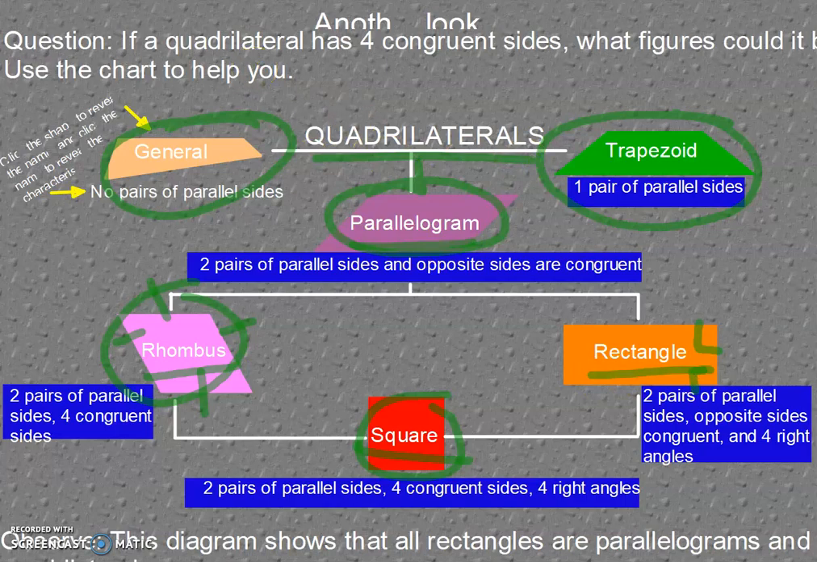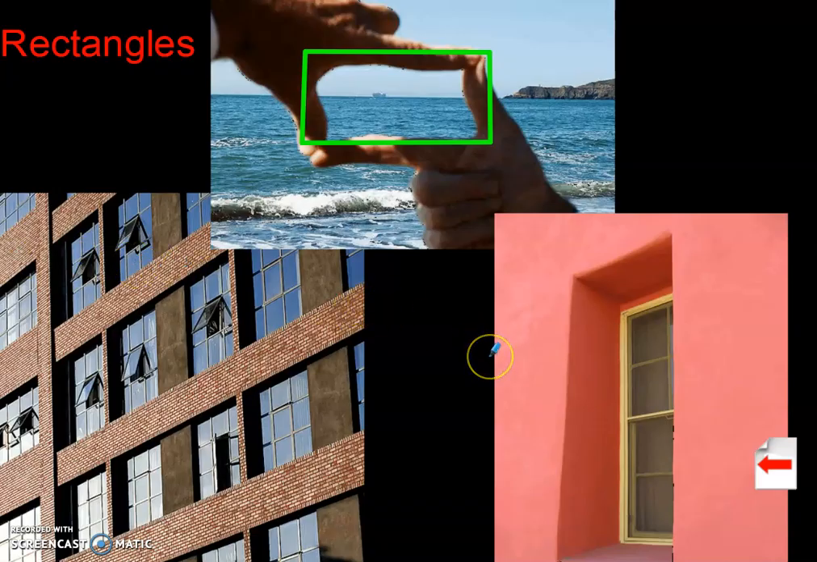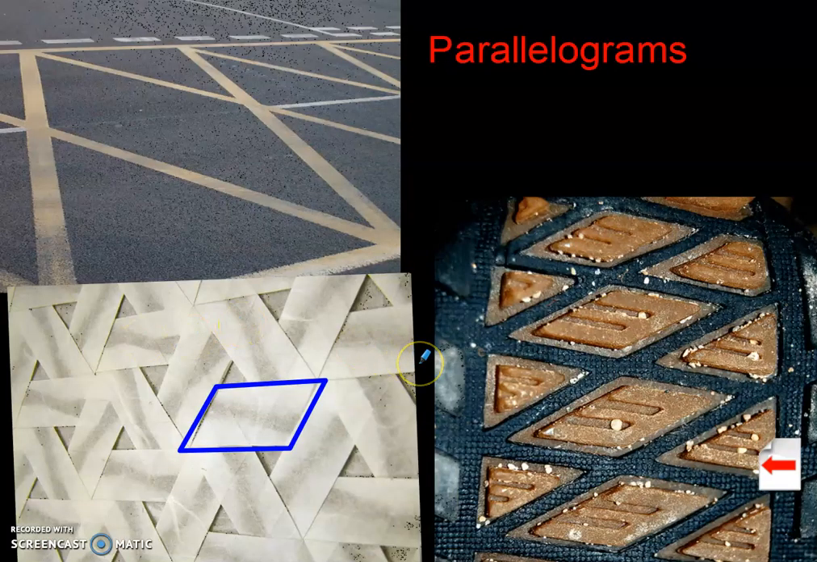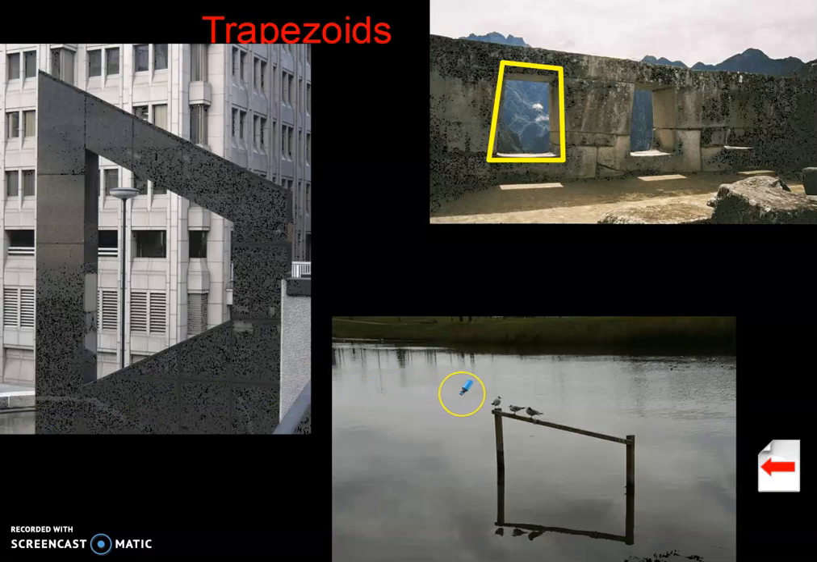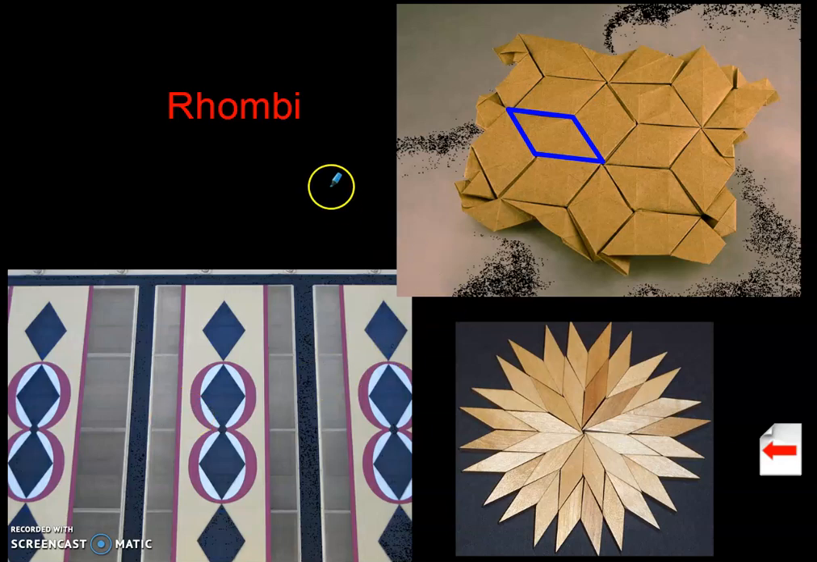Now, let's see if you can find rectangles on this page. I see lots of rectangles. Now, see if you can find parallelograms. I see lots of parallelograms there, too. Do you see trapezoids? And last is rhombi, which is the plural form of rhombus. There are lots of rhombi on this page, too.